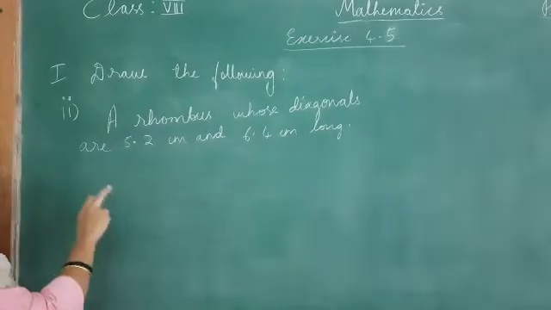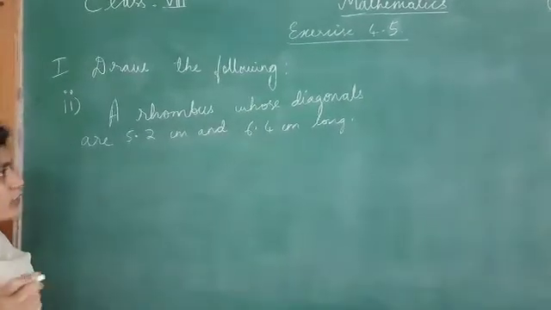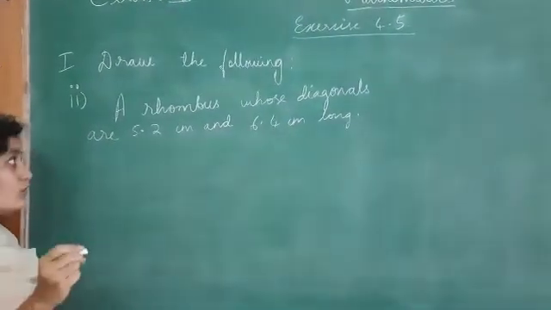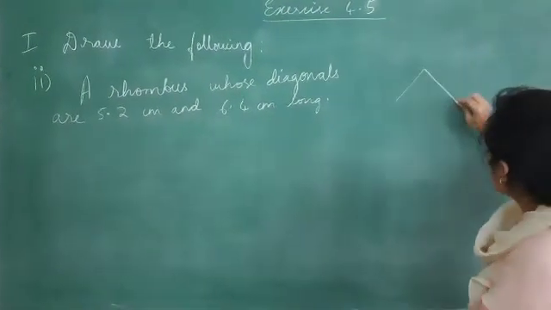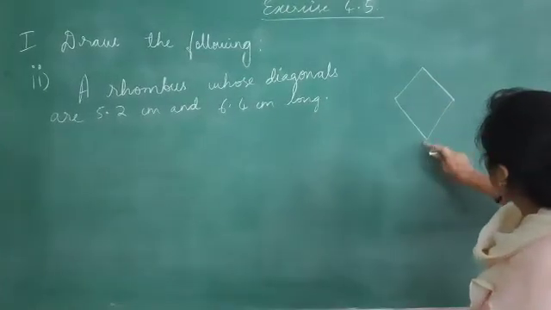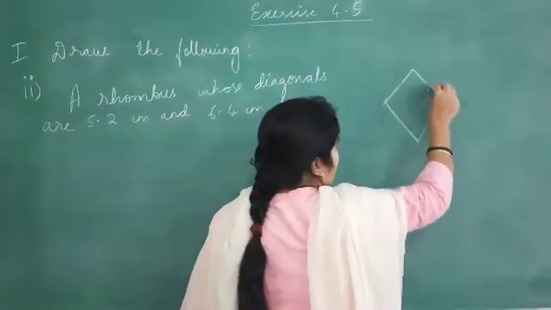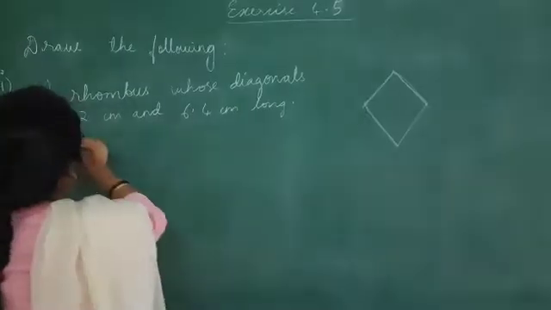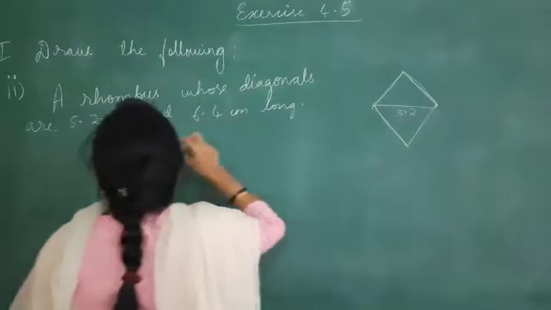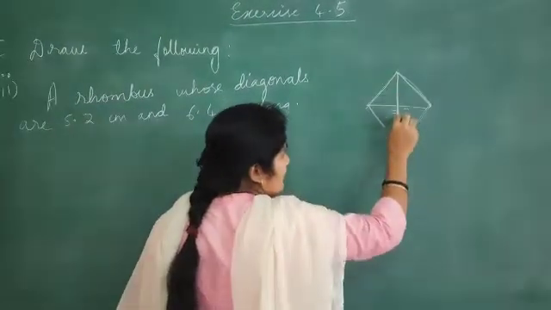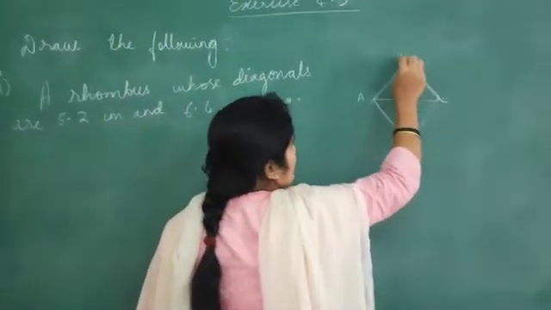Here, second problem, a rhombus whose diagonals are 5.2 cm and 6.4 cm. You may have a doubt: if the sides of the rhombus are not given, how to draw using those diagonals. So, a rhombus is like this. This is a rough figure. This is the rhombus. Sides are not given, but diagonals are given. 5.2 is a diagonal which we will consider as the base, and one more diagonal is 6.4. Let us call it A, B, C, D.